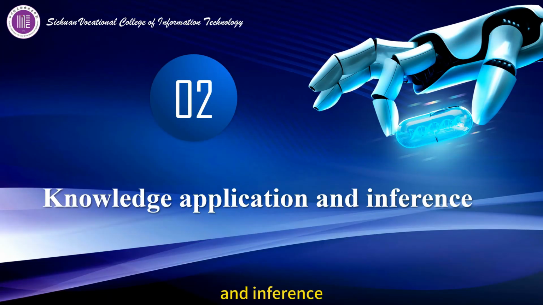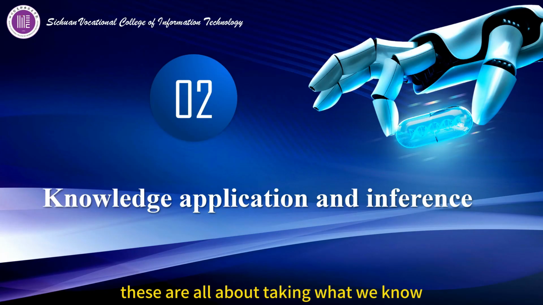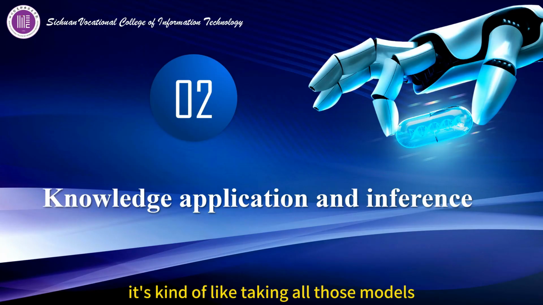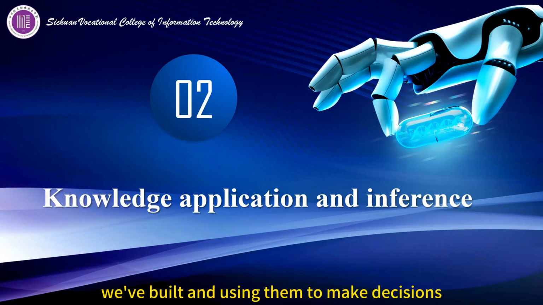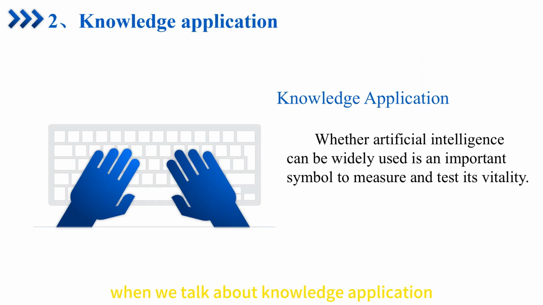Knowledge application and inference are 2 other really important areas of research. These are all about taking what we know and actually putting it to use in the real world. It's kind of like taking all those models we've built and using them to make decisions, solve problems, and create new things. When we talk about knowledge application, we're really just talking about using all the stuff we've learned to create new things and solve problems.